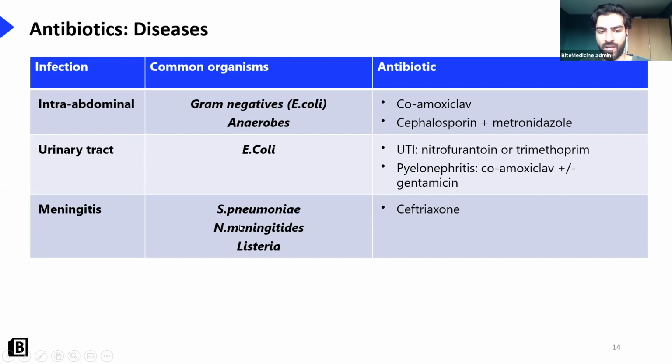caused by strep pneumoniae, Neisseria meningitidis, or listeria, these are all adult causative organisms. In younger children, you can also get E. coli or group B strep causing meningitis. And we typically use a third generation cephalosporin like ceftriaxone.